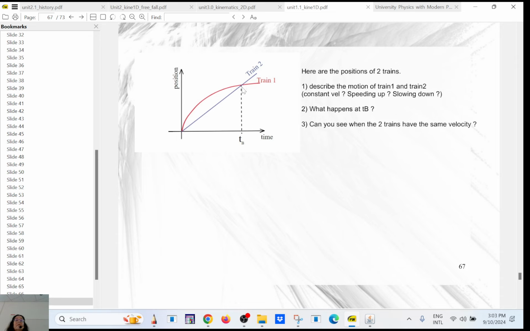And what's happening at that position here? Same position at the same time. So they cross, right? First this one is ahead and then slows down, so this one's going to catch up. So at that point, they're going to meet each other.